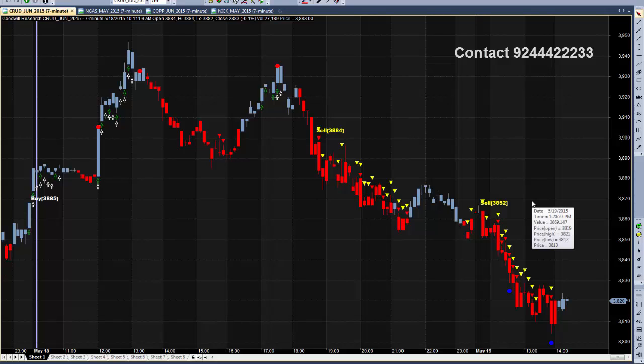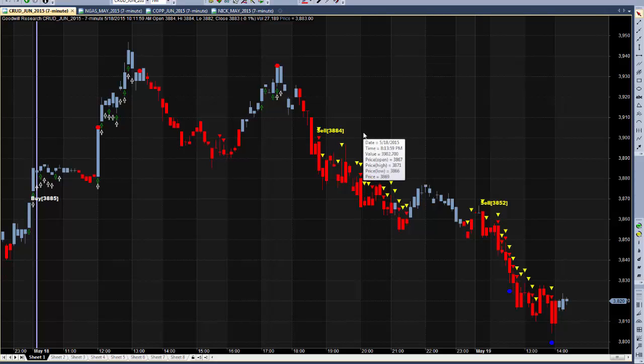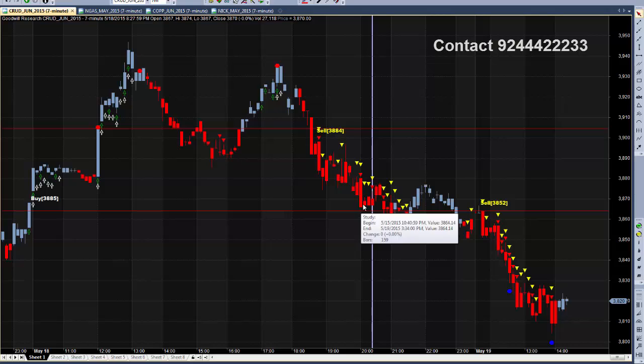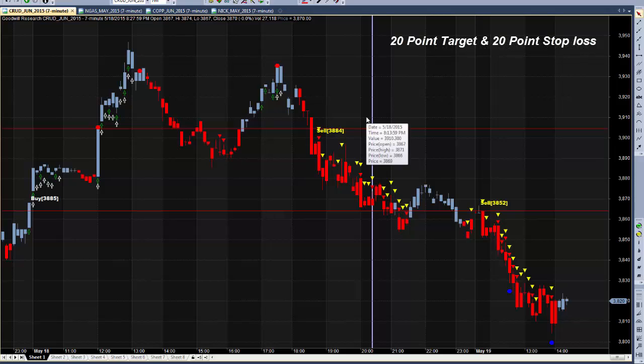The next thing you need to do is place your target and stop loss. Here in this GWC indicator, all the targets and stop loss are predetermined. Once you get the trade signal, you can place a 20-point stop loss and 20-point target. For example, for this trade signal 3884, you can place a stop loss around 3904 and your target will be 3864. So it is going to be a 1:1 ratio, 20-point target and 20-point stop loss.